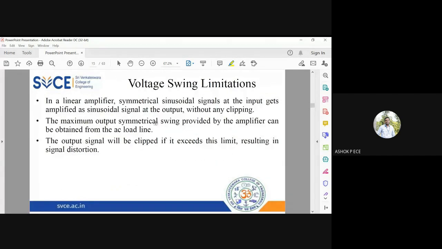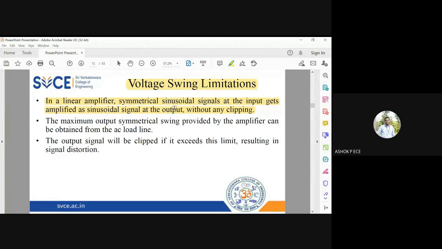Okay, so one more limitation you see in the amplifier is the voltage swing limitation. Voltage swing means, in a linear amplifier, if you give a sinusoidal signal as the input, the output is also sinusoidal without any clipping. I told you the reason for using resistors in the biasing circuit yesterday: because a resistance is a linear device, right? So whatever input you give, it will produce an output proportional to the input.